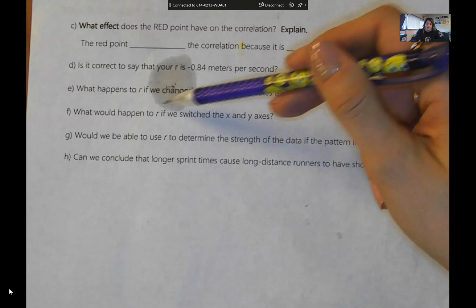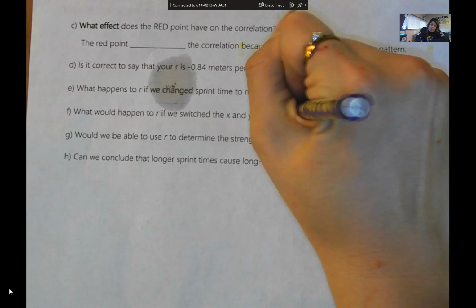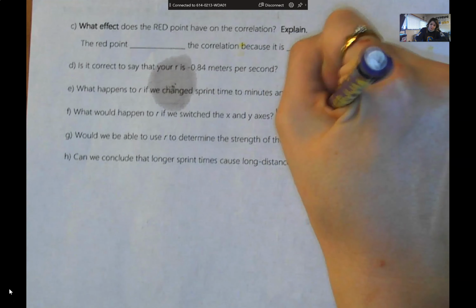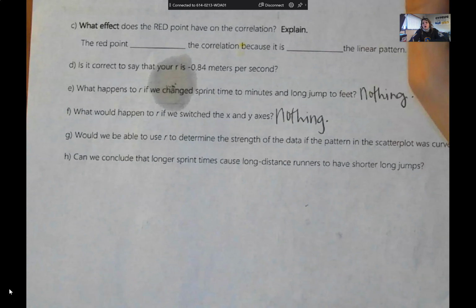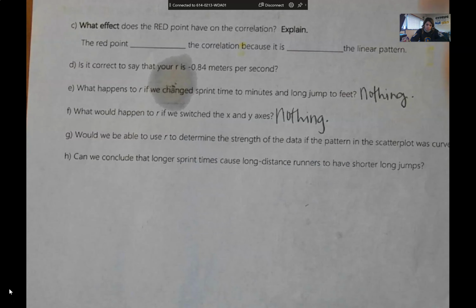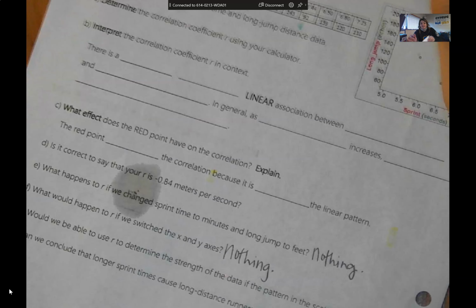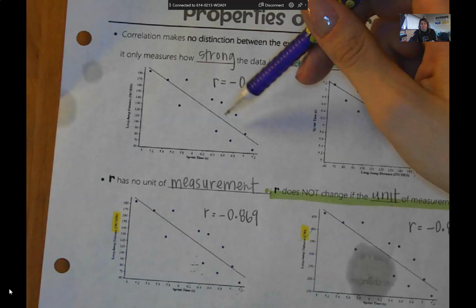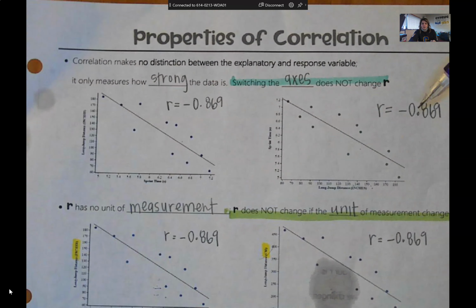What would happen to R if we switched the X and Y axes? Are you yelling nothing? I hope so. Hope your parents are like, what are you yelling about? So I did that here at the top of your properties of correlation.